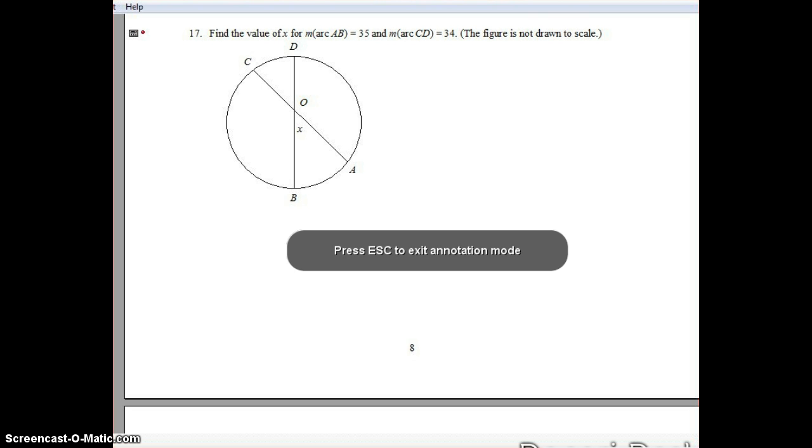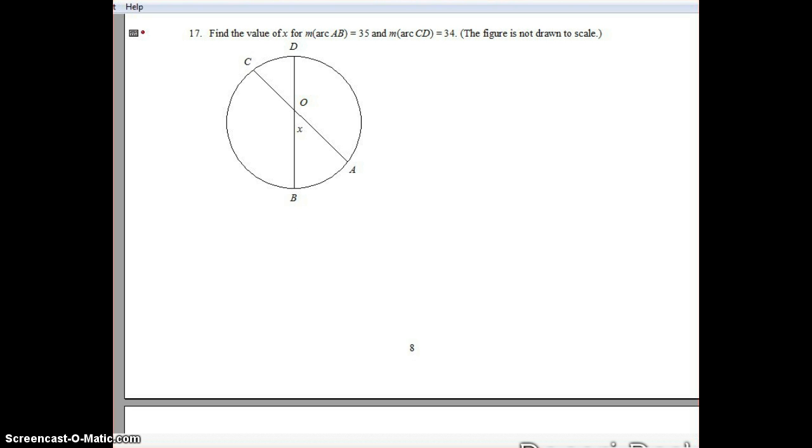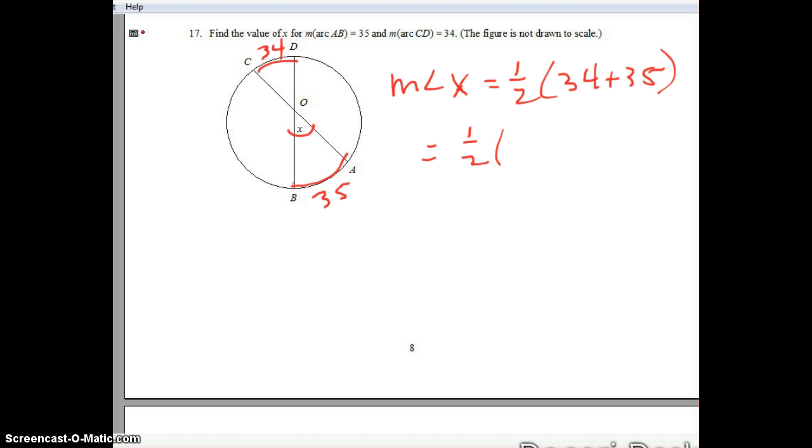On number 17, we have an intersection on the inside of the circle this time. It's very similar to what we just did. We want to find this time the intersection in the middle, which is angle X. AB is 35, CD is 34, and instead of finding the difference this time, we find the sum of the arcs that are created by the intersection. So we'll have 1/2 of 69, which is 34.5 degrees would be the measure of angle X.